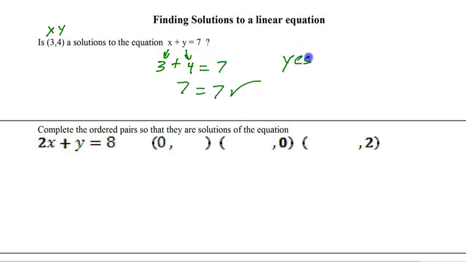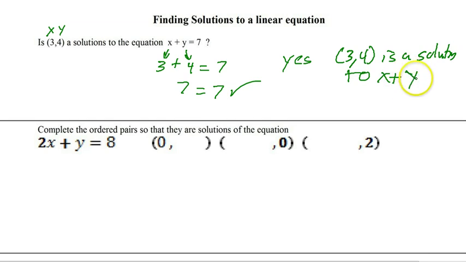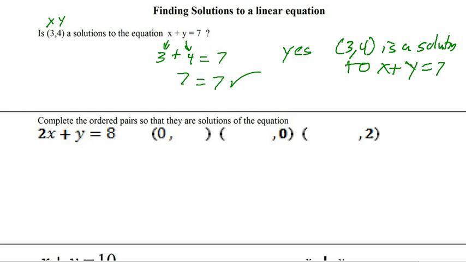So yes, 3 comma 4 is a solution to x plus y equals 7. What this means is you have an infinite number of values that could give you 7, and we're just asking, is that one a solution? If you plug it in and it gives you a true answer, then yes, it's a solution.